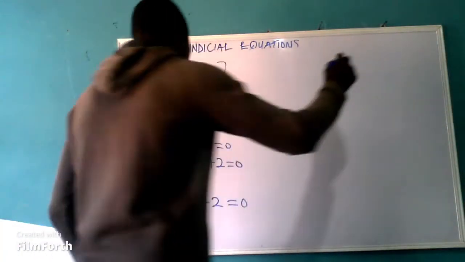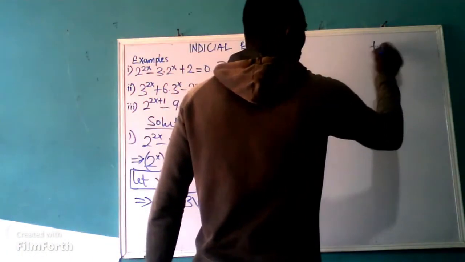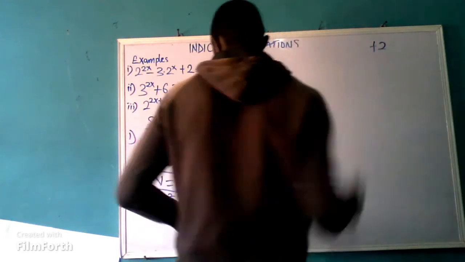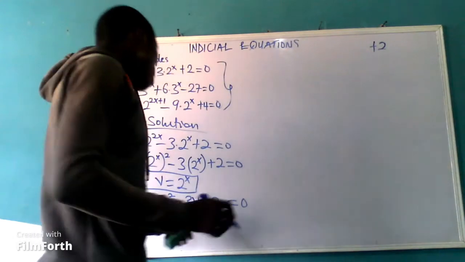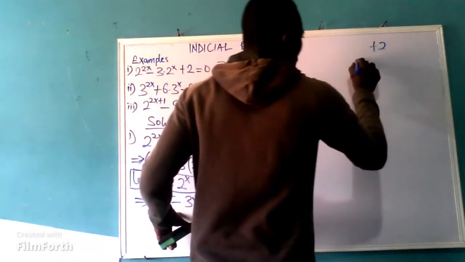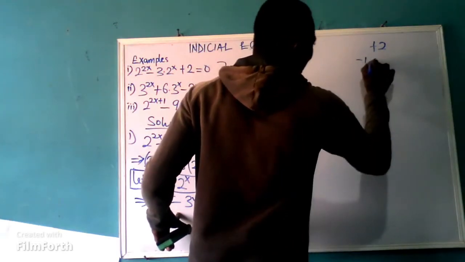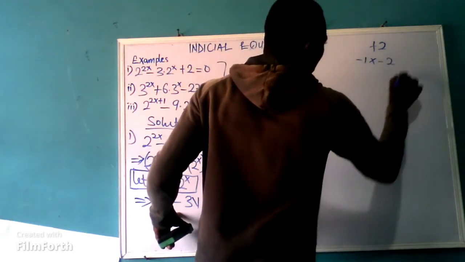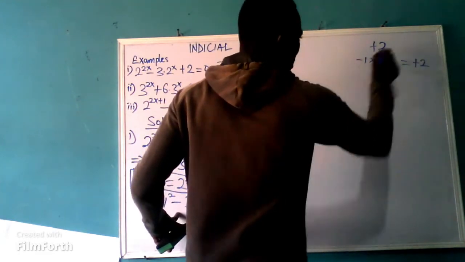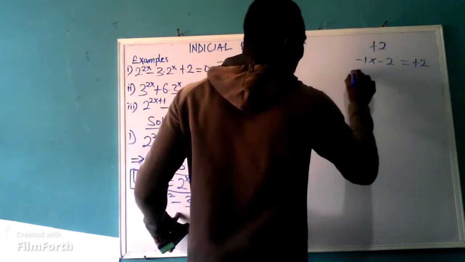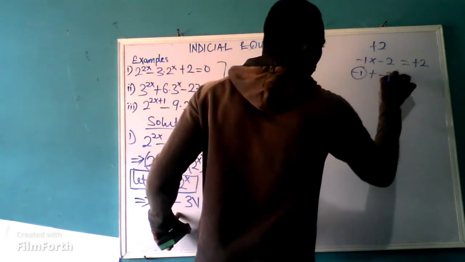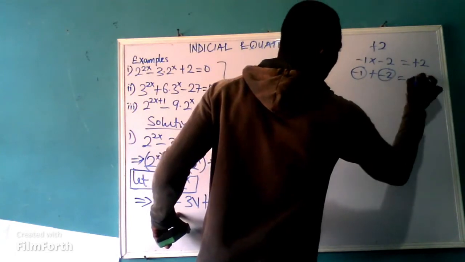By way of revision, we ask ourselves: what are the factors of plus 2 that, when added together, will give us negative 3? In other words, minus 1 and minus 2 can give us positive 2, and at the same time, minus 1 plus minus 2 can give us negative 3.